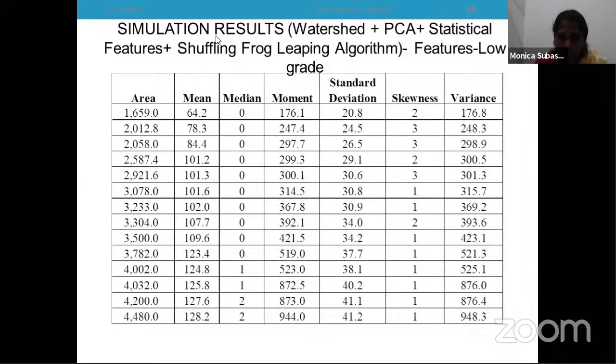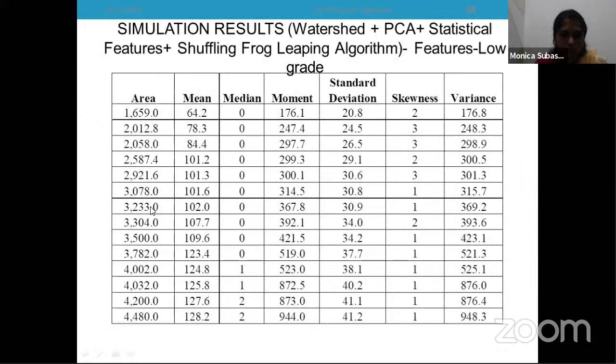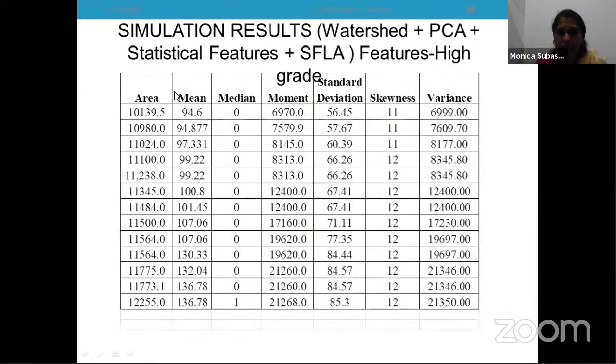And it was tabulated, and you can see for the low grade, when I calculate, this is the area. Area is actually the number of pixels of the white tumor, the white area. The tumor was represented as white in color. You can check out, and this tumor can be highlighted. So I wanted to find out the area of white pixels. Here we got the information about area, mean, median, moment, standard deviation, skewness, variance. And similarly for high grade, the same technique was applied, and I got the features.